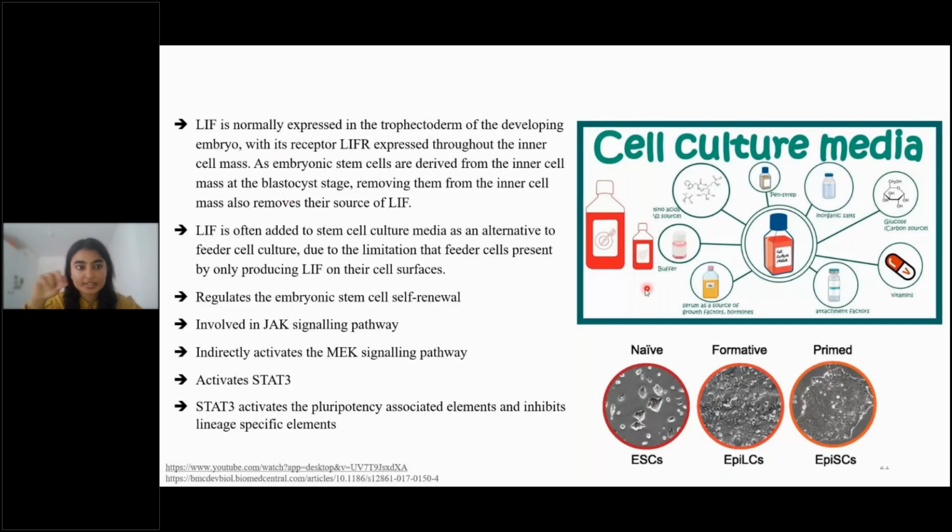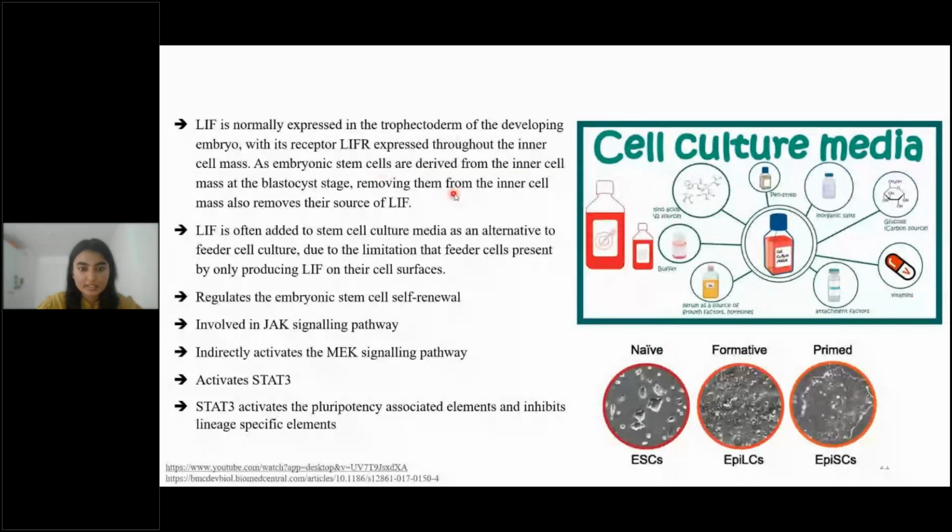What is LIF? LIF is normally expressed by the trophectoderm, which is the outer layer of the blastocyst, right? Of the developing embryo. So they have the receptors called LIF-R, which is expressed throughout the inner cell mass, so the inner cells. And as embryonic stem cells are derived from the inner cell mass at the blastocyst stage, removing them from the inner cell mass also removes the source of the LIF, right?